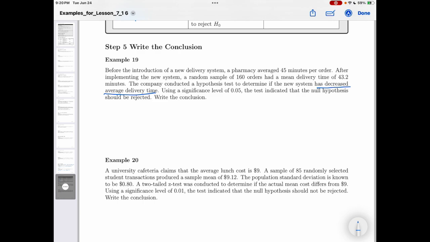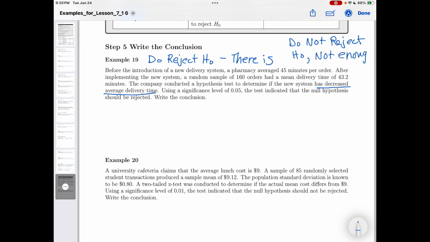So we're going to write the conclusion. Now, if we do reject the null hypothesis, then we say there is enough evidence to suggest that the alternative is true. Now, if we say we do not reject the null hypothesis, then we would say there is not enough evidence to suggest that the alternative is true.